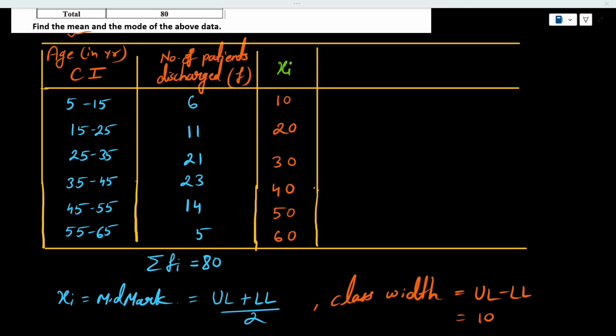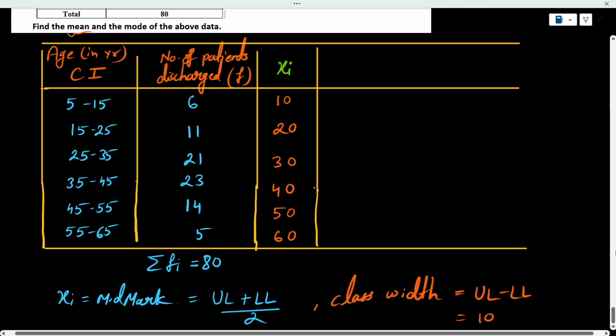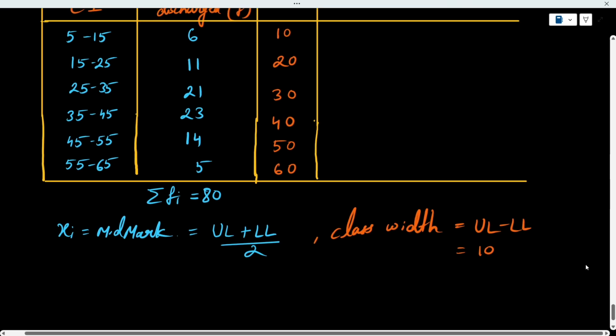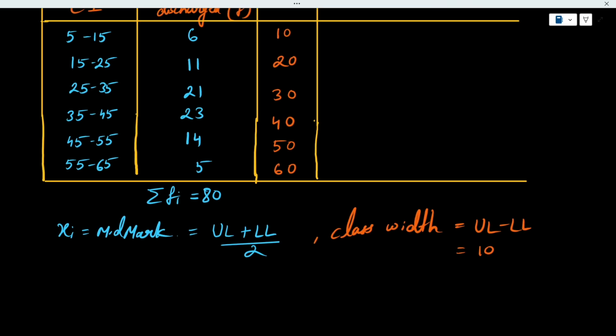So which method should I use here? I can use the direct method also, because my calculation is not very lengthy. If I would like to follow the direct method, first you should remember the formula, because based on that formula you are going to take the number of columns. What is the direct method?